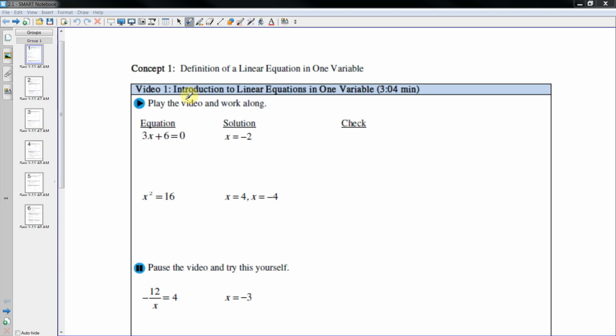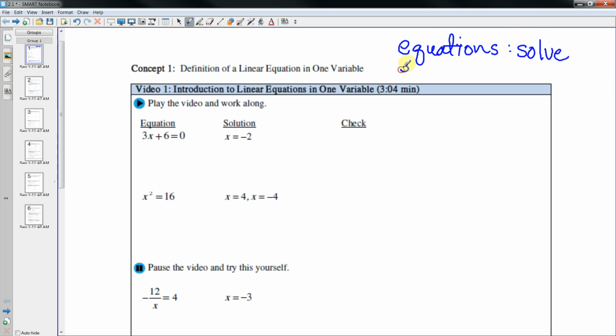Hi everybody, today we're going to talk about solving linear equations. So equations are going to be a little bit different than expressions that we talked about before. So equations are going to be things that we solve.